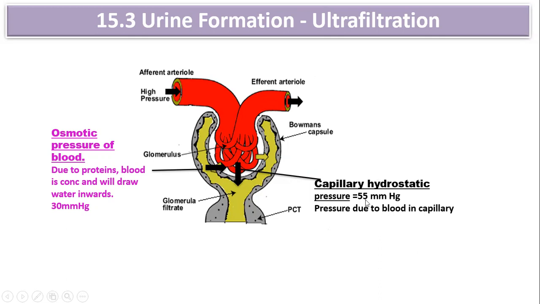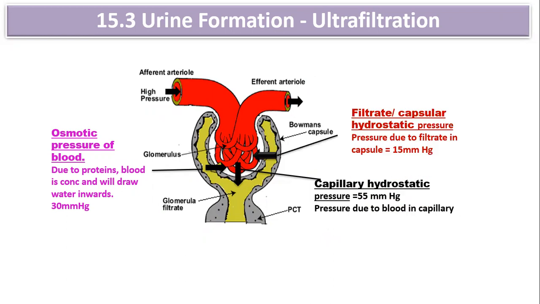So this capillary hydrostatic pressure is internally opposed by the osmotic pressure because of the protein. Similarly, you can see that here there is a formation of primary urine or glomerular filtrate or deproteinized plasma. It is also going to exert a pressure inward. That pressure is known as filtrate hydrostatic pressure or capsular hydrostatic pressure. The pressure due to the filtrate in the capsule is around 55 mm of mercury column.